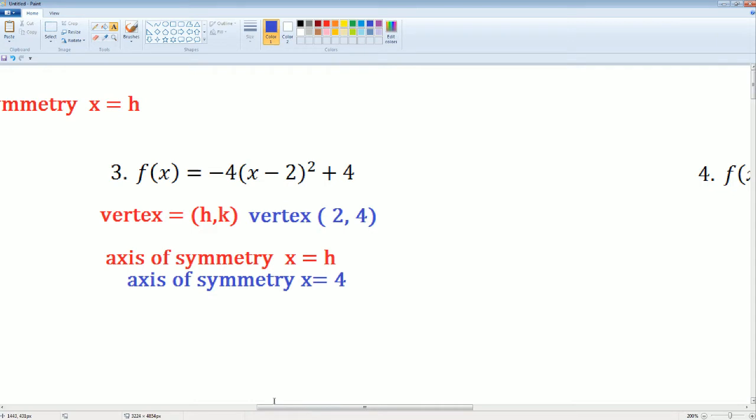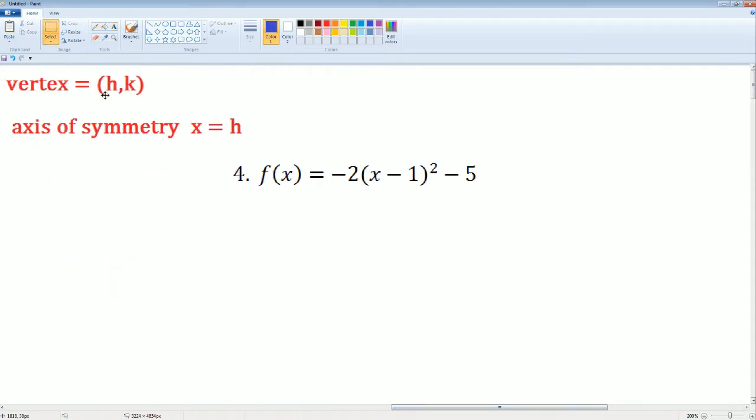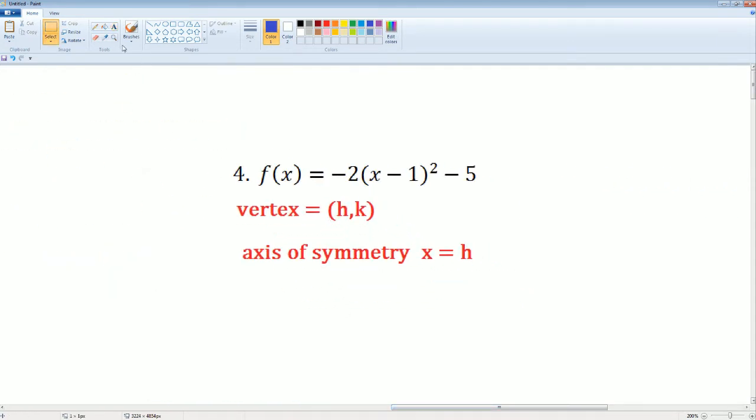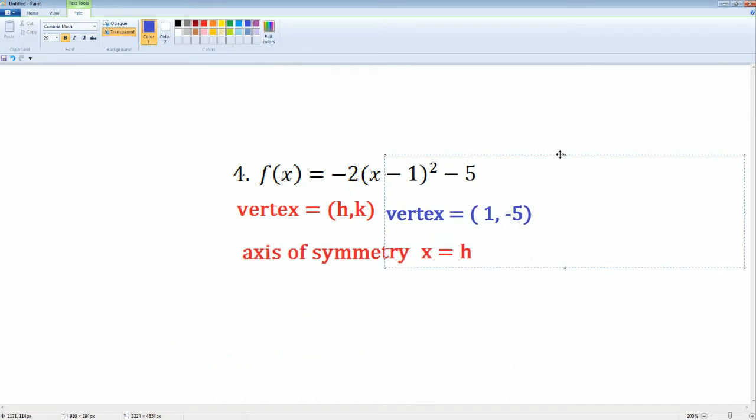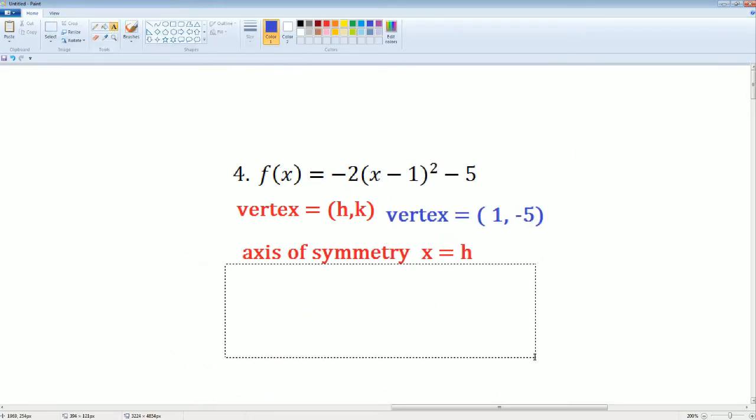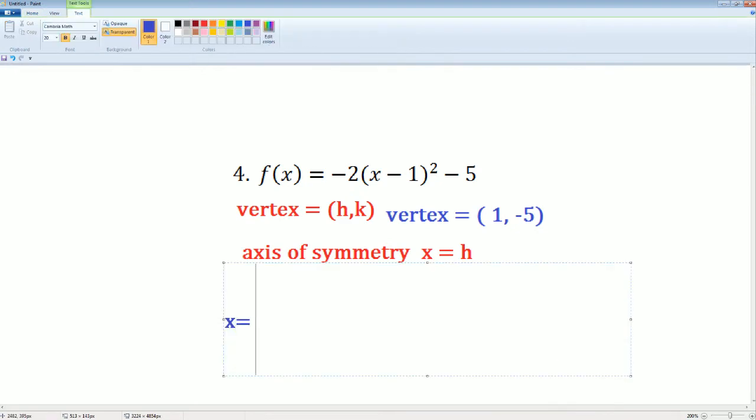What about this one? All right. So here you would write vertex is equal to, so it's negative 1, so we write 1. The k is 5, so that would be our vertex. And our axis of symmetry is just our h, so x is equal to 1. Okay, there you go. That's your axis of symmetry.